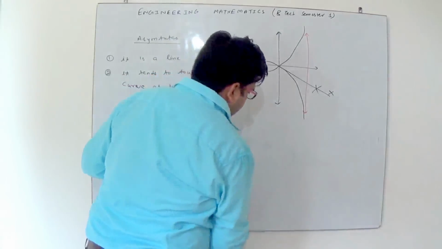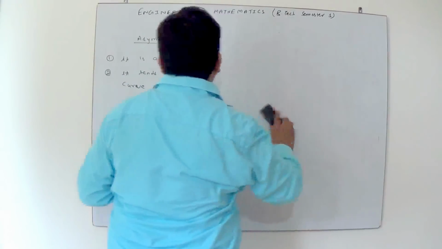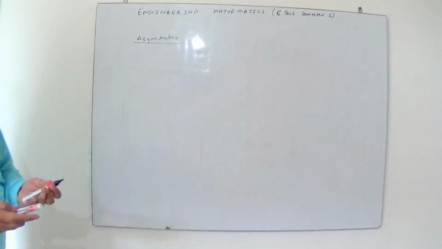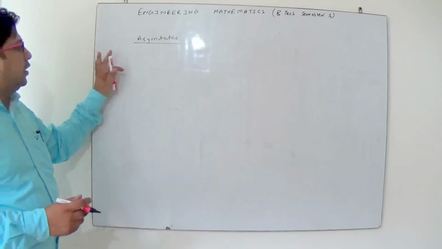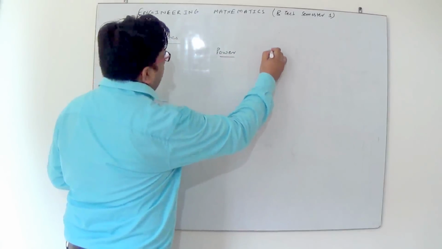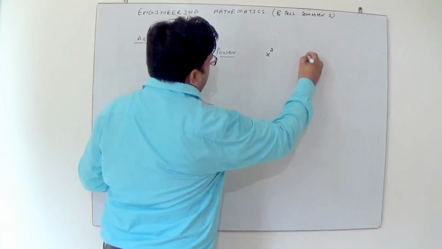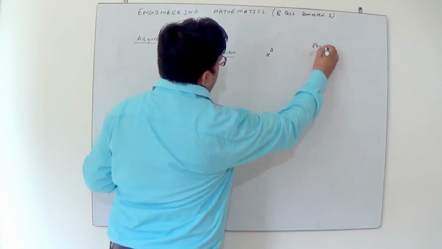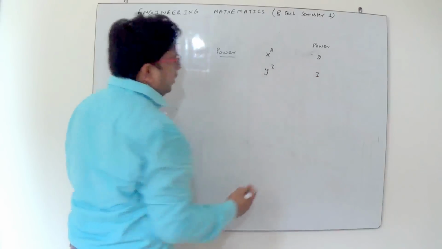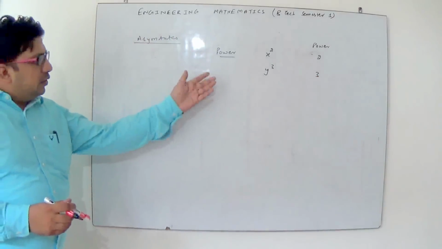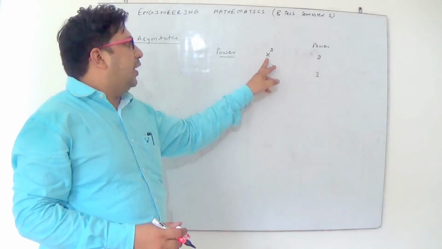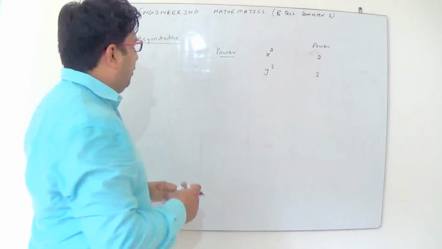Now, how to calculate the asymptote for a given curve? First of all, some standard points must be clear to you. First is the power. As you know, for x square, its power is 2. Similarly, y cube, its power is 3, as you all know. So there must be no issue in the calculation of the power. The power of x square is 2 and the power of y cube is 3.